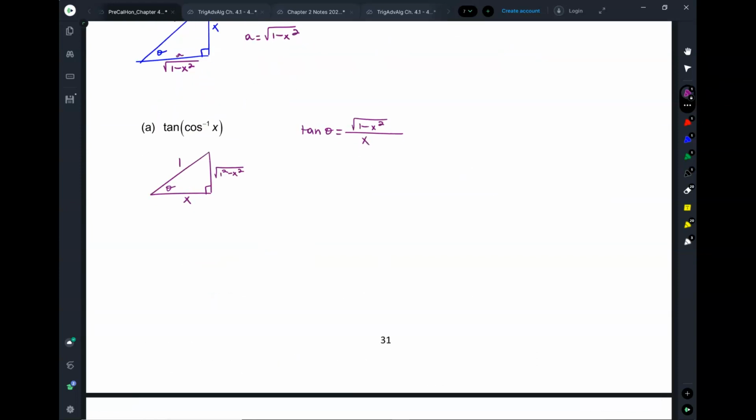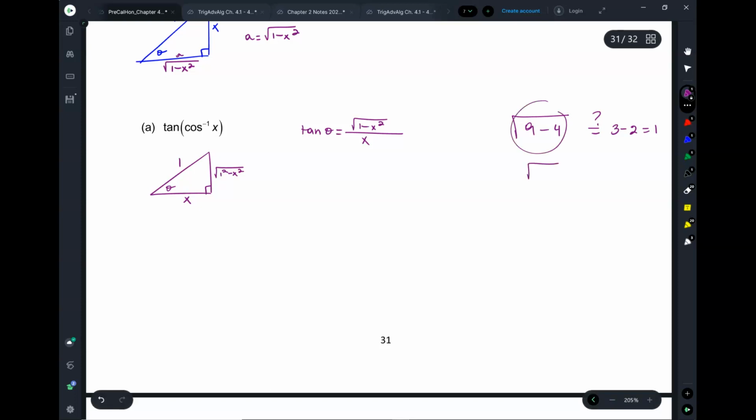Okay, suppose you have the square root of 9 minus 4, right? Is that the same as the square root of 9, 3, minus the square root of 4, 2? Is that equal to 1? Let's see, what is this equal to? It's the square root of 5, which is not 1, right? So you can't distribute a square root like that, okay?